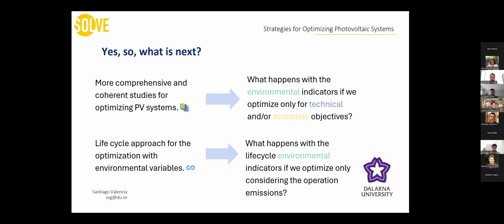And another one is what happens with the life cycle environmental indicators if we only optimize considering the operation emissions. What happens if we only measure for what we see in the sky coming out from a plant? What happens if we don't see all the impact done behind or previously in other countries or in factories or during all those material extractions? So what happens if we don't include it? So those are the questions that I have now that I will try to address in the next few months, and I hope I will come with an answer for you. Thank you.